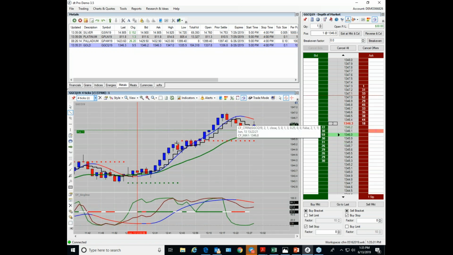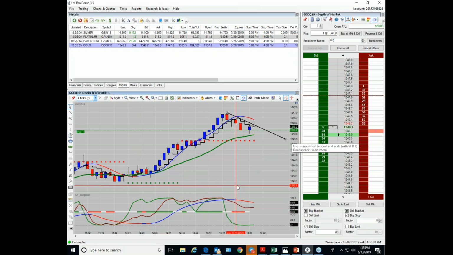Number 2, I said, hey, when we get a bullish or bearish cross, you better get in the habit of drawing a trend line. Okay? Here's how your trend line should look. It should look like that.